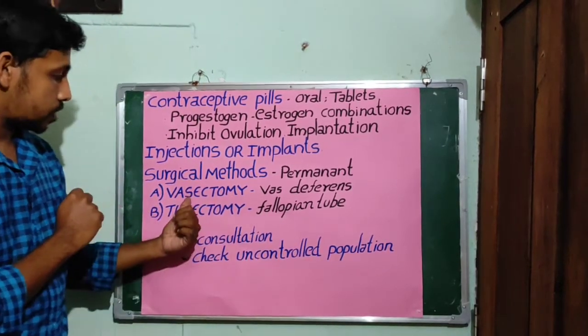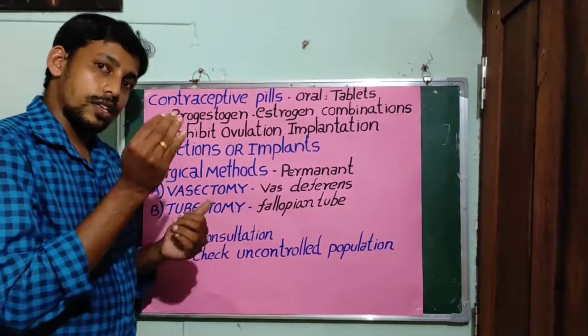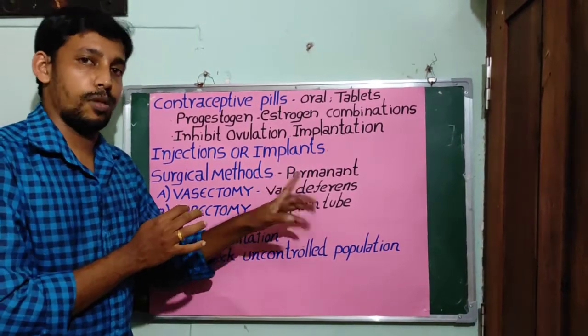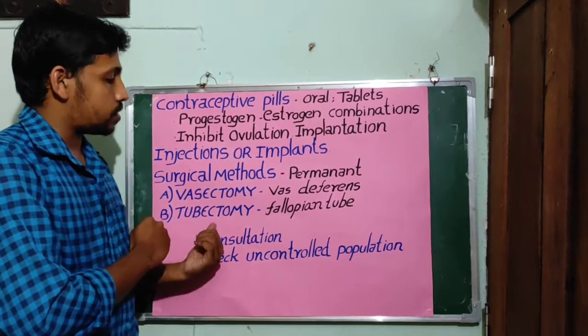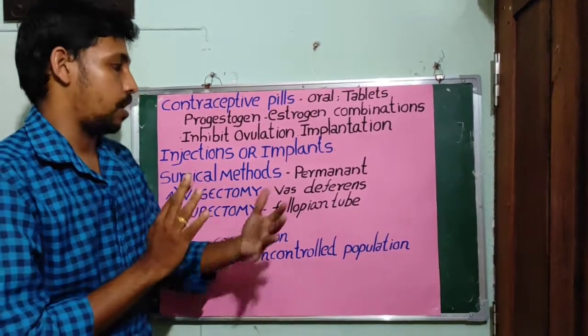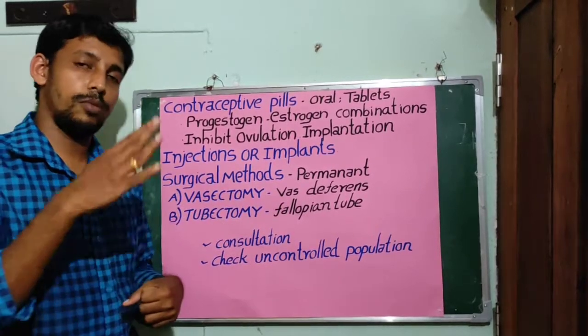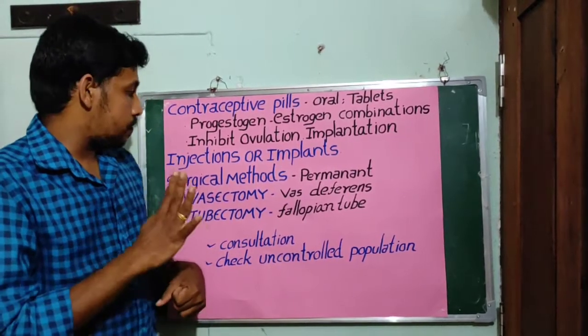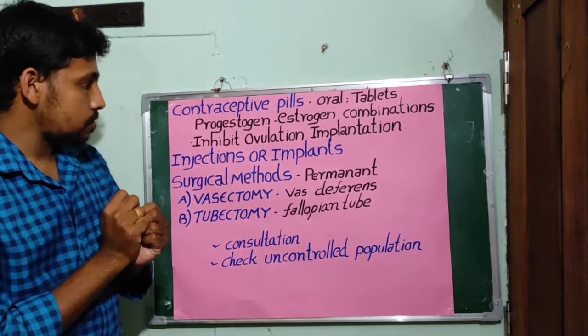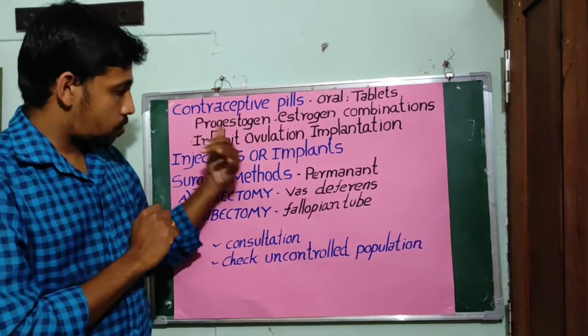So in vasectomy, that means the surgical removal of a part of the vas deferens in males, and tubectomy is the surgical removal of a part of the fallopian tube in the female. So it's a permanent method, the terminal method. So that is the surgical methods.